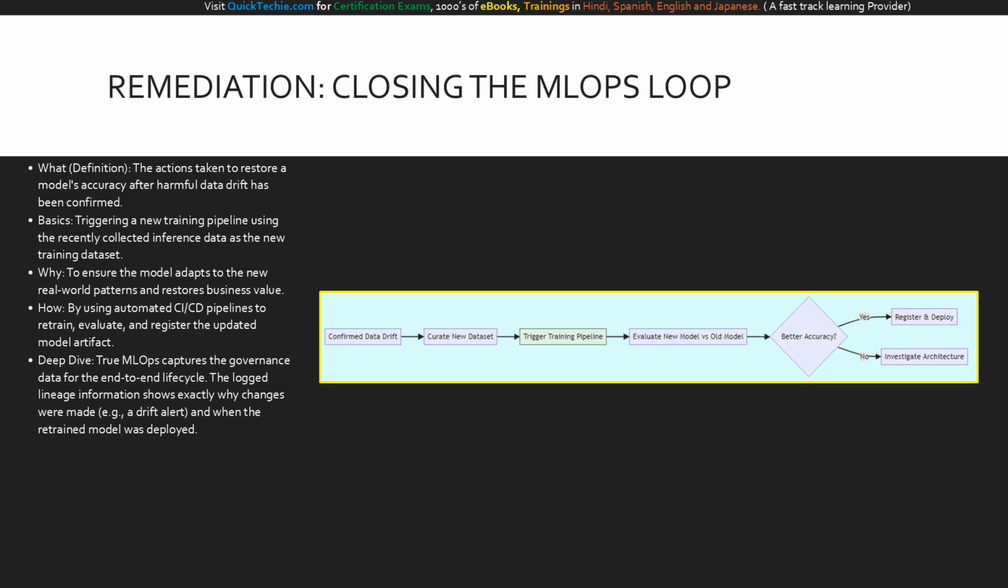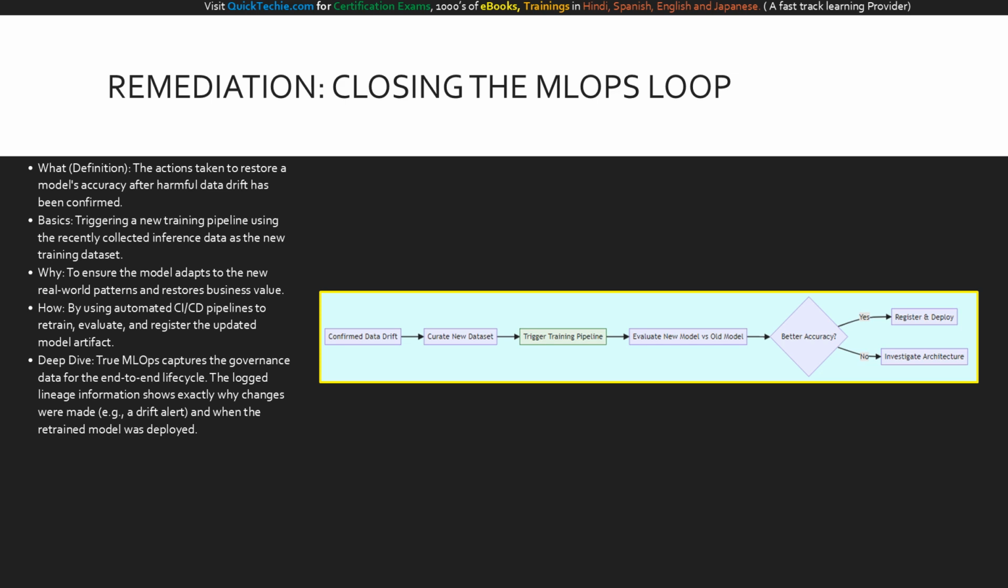How is it executed? We don't train locally. We trigger our automated CI/CD pipelines to retrain, evaluate, and deploy. Our deep dive focuses on governance. When you retrain, you must capture the governance data for the end-to-end machine learning lifecycle.